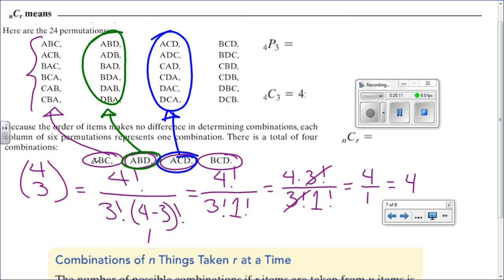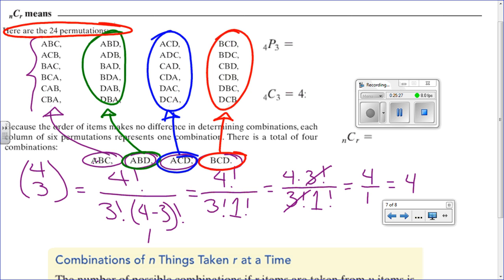So the order matters. And then we get another 6 from here. So how many do we have total? 24. So there are only 4 combinations, but there are 24 permutations. So you actually get more when the order matters.